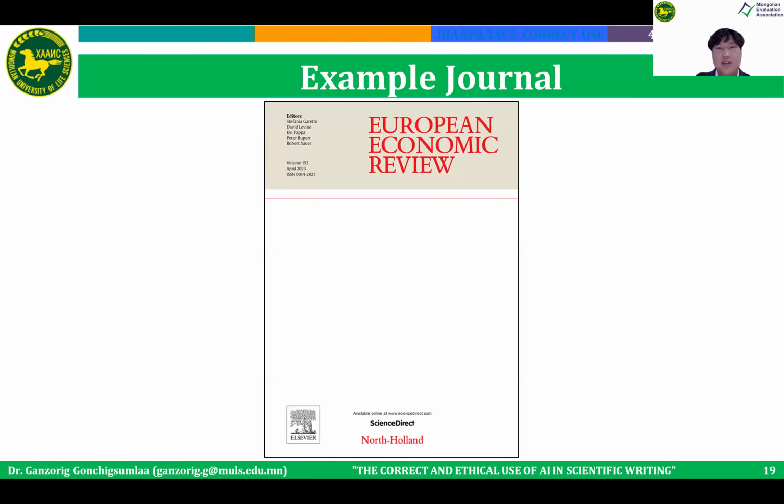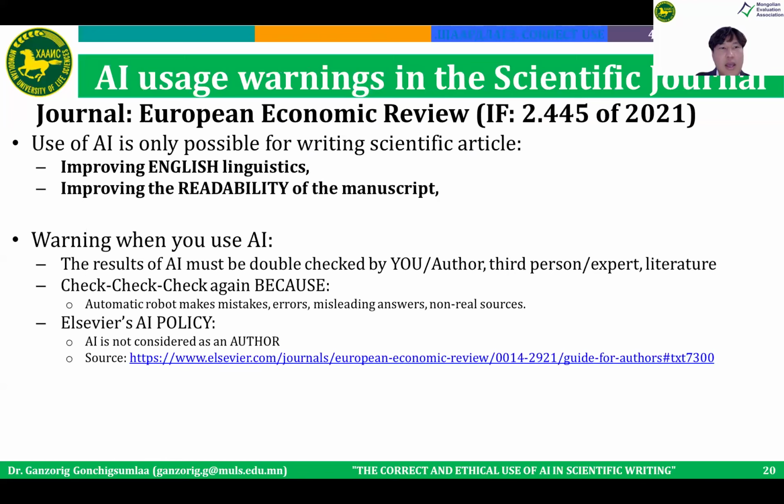And there are some examples of journals that already acknowledge the use of AI, but in limited ways. For example, there's a journal, the European Economic Review, and this journal has an impact factor of 2.4. They stated that the use of AI is only possible for writing scientific articles for improving English linguistics and improving readability of the manuscript. So it's only usable for improving the English.